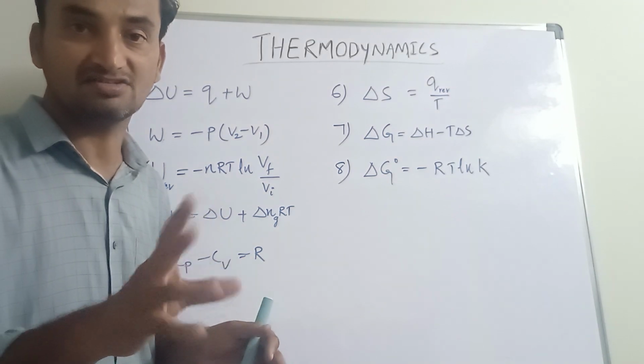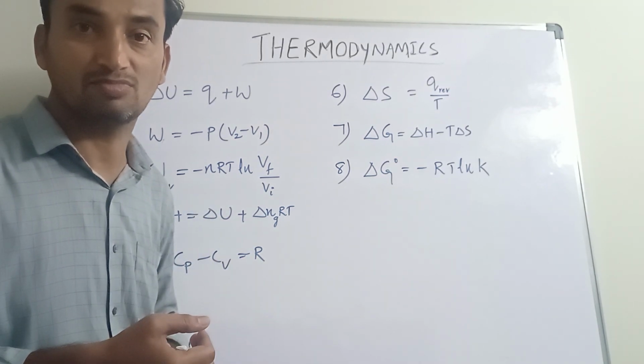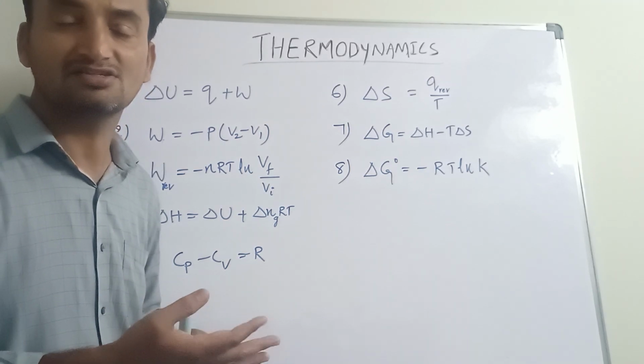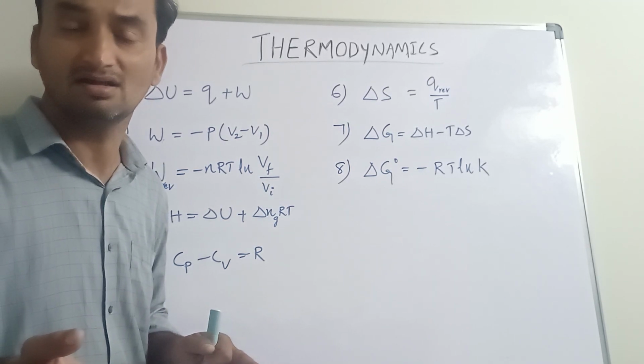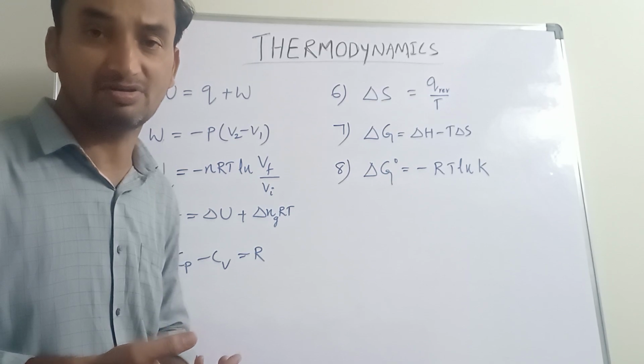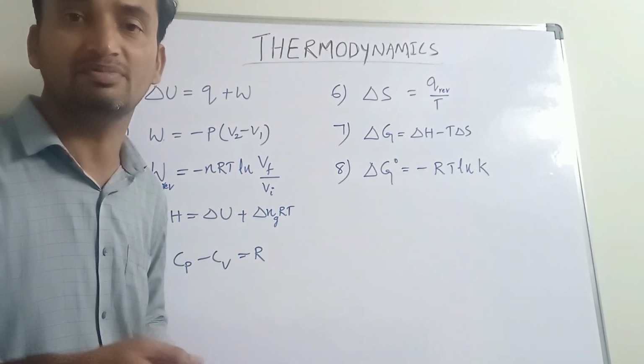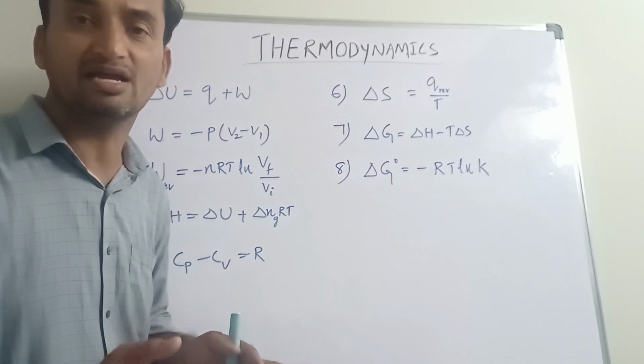They have asked to match the following: isothermal process, isobaric process, isochoric process, adiabatic process. As you know, isothermal means temperature and internal energy will be constant. Isobaric, pressure will be constant. Isochoric, volume will be constant. Adiabatic, heat will be kept constant.